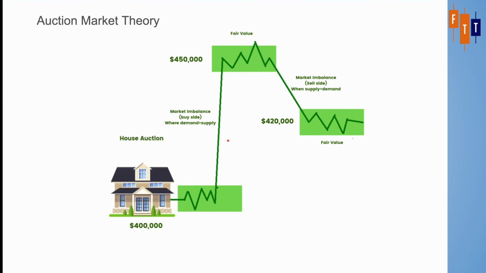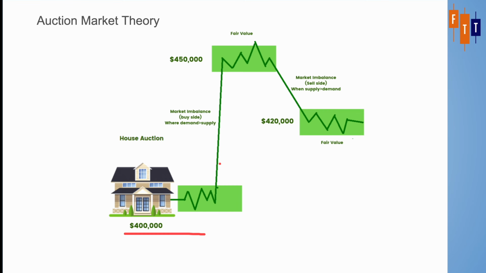So let's look at a typical market graph between buyers and sellers, market demand. And we're going to relate this to the stock market. But first, we're going to understand how an auction works, right? So let's say we'll look at houses, for example, since everyone knows houses. You have a house that's $400,000 and the market is pricing it around $400,000 and it's moving around this area.